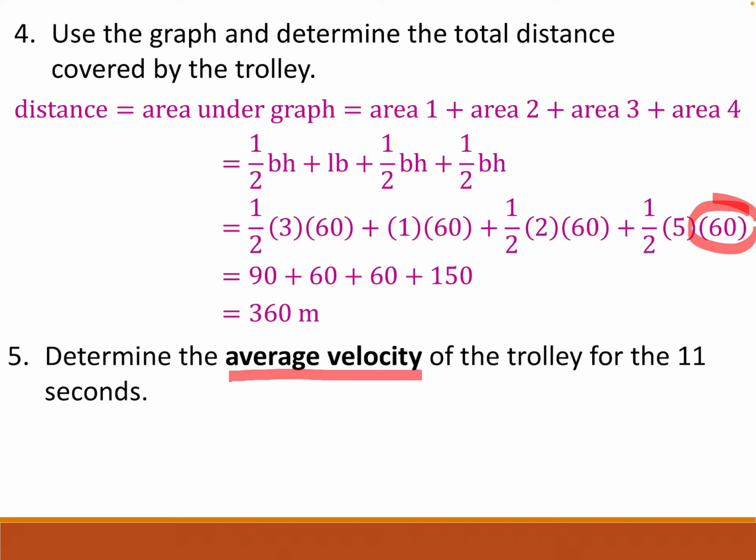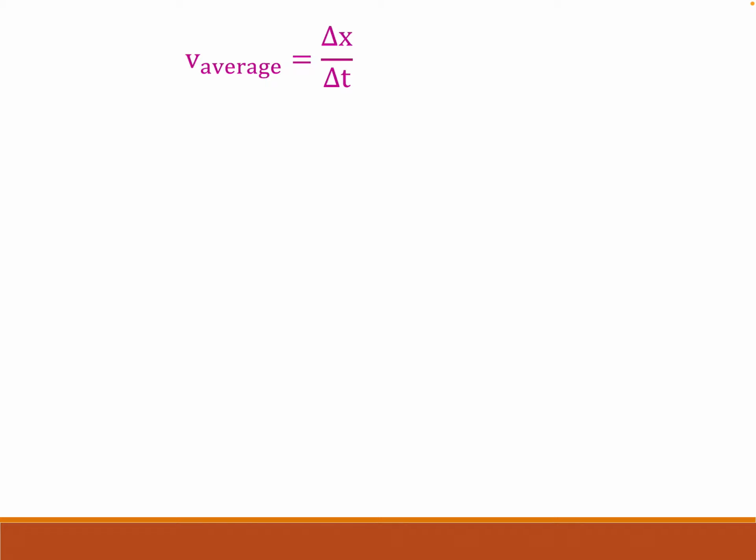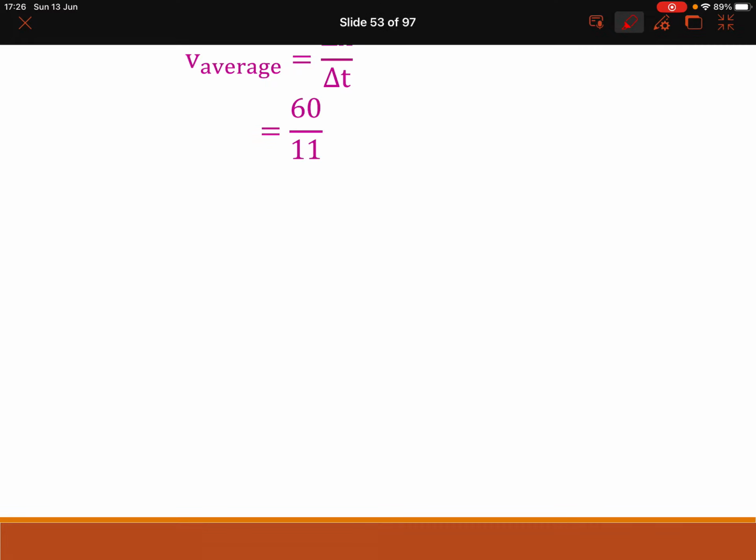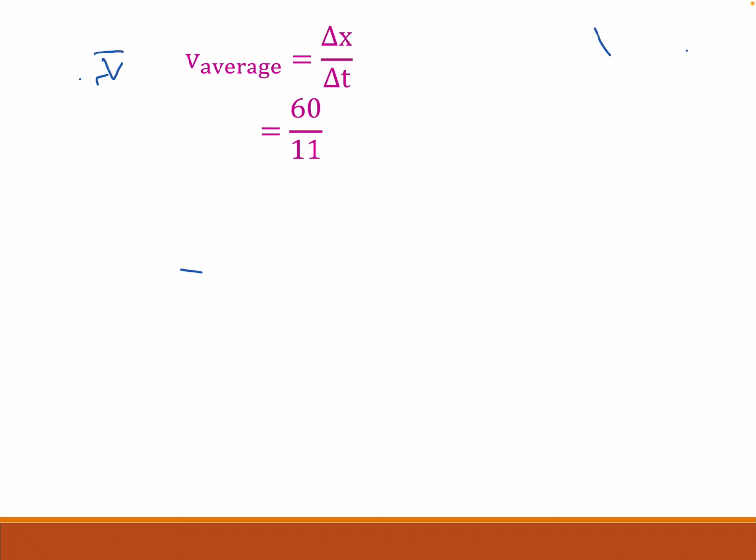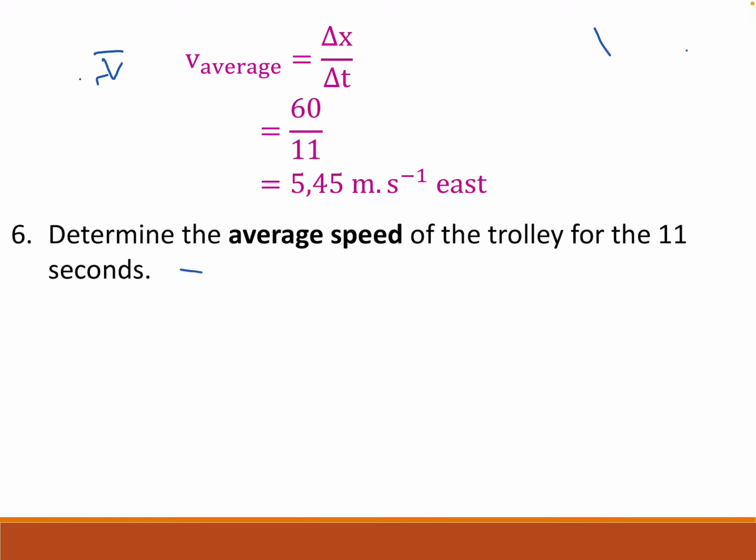Now they want the average velocity for the trolley in 11 seconds. Remember, average velocity means total displacement over total time. Okay? We're not using distance. We'd use distance for speed. So we're looking at average. And remember, you don't have to write it out like that. We could have written V with a line over it, okay? So it's 5,45 meters per second east.